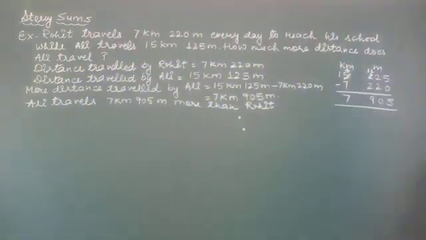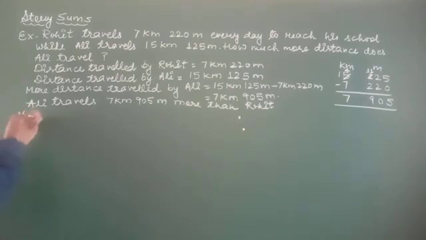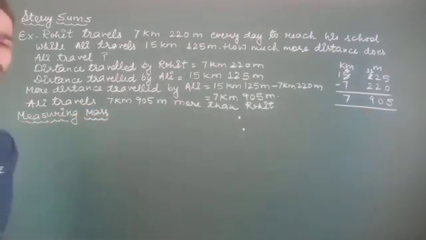Now the next topic is measuring mass. You know that the mass of an object is a measure of the matter that it has, and the units used for measuring mass are gram and kilogram. Gram means g and kilogram kg.